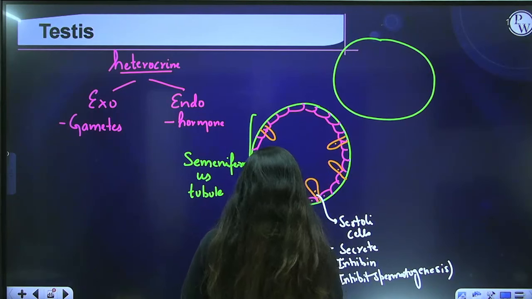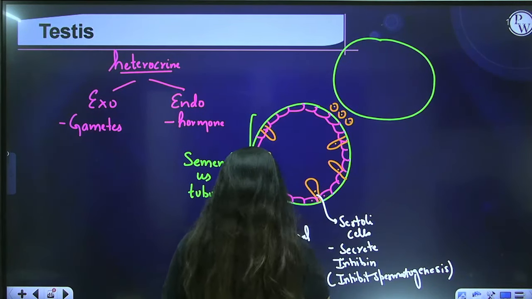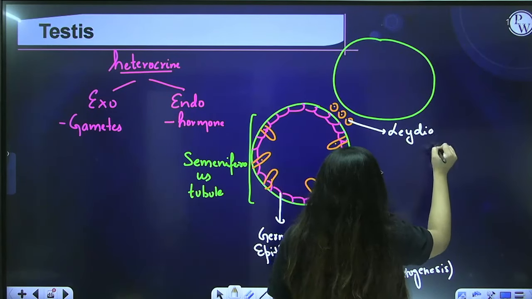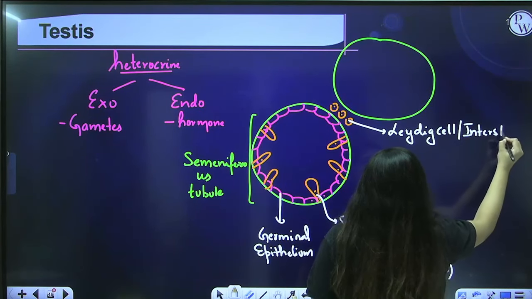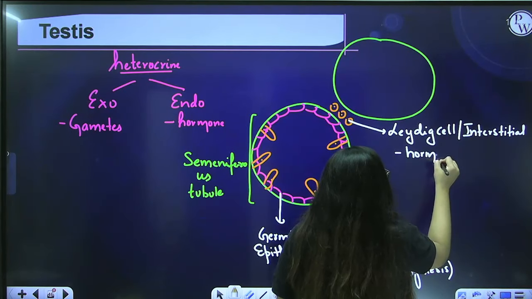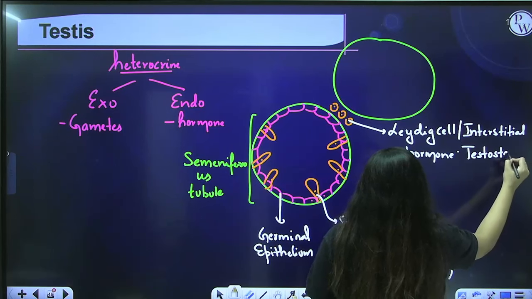Delete this one. Okay. Now, in between the seminiferous tubules are present certain cells known as Leydig cells. Leydig cells are also known as interstitial cells, and they secrete the hormone testosterone, and it's a kind of steroid.